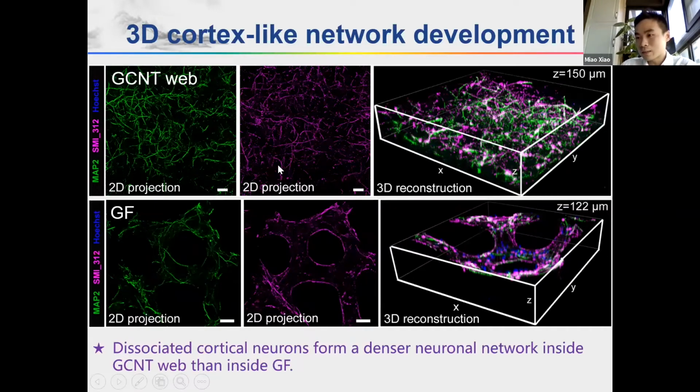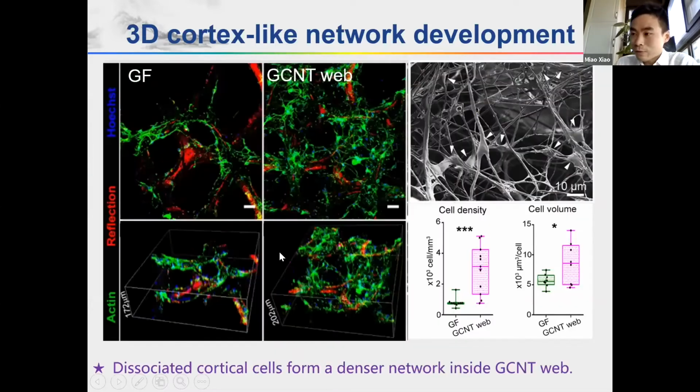We can see that after 8 days of culture, we use MAP2 to mark the mature neurons, and with SMI 312, we can mark the axons. And then we compare the GCNT web and the normal graphene foam. We can see that we have a really denser neural network inside the GCNT web than the graphene foam. Then also with the study of the actins, we can have similar observations.